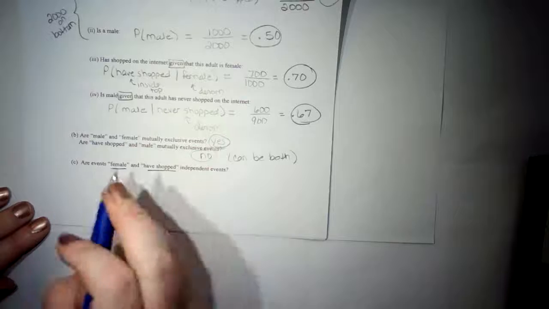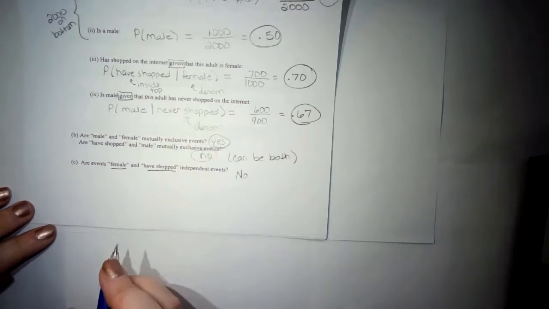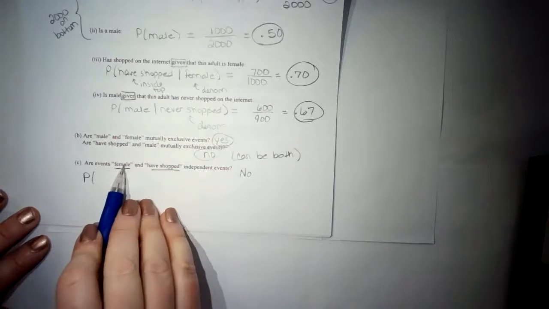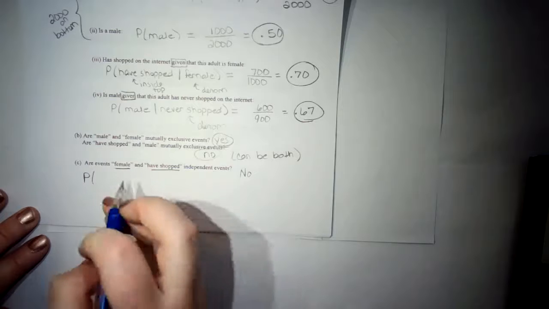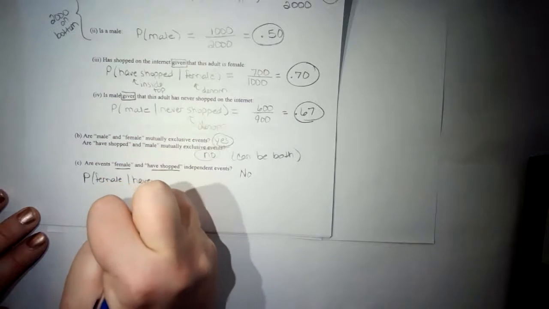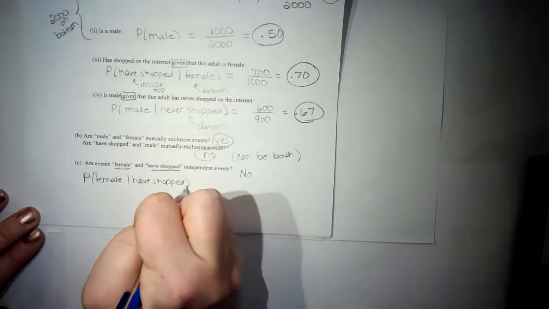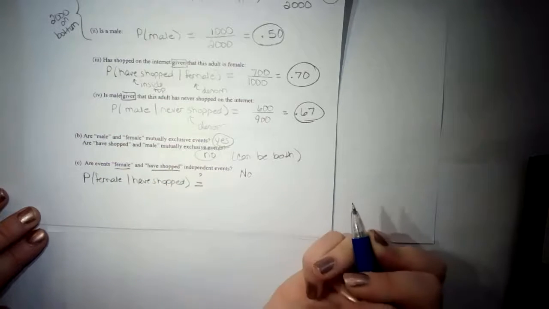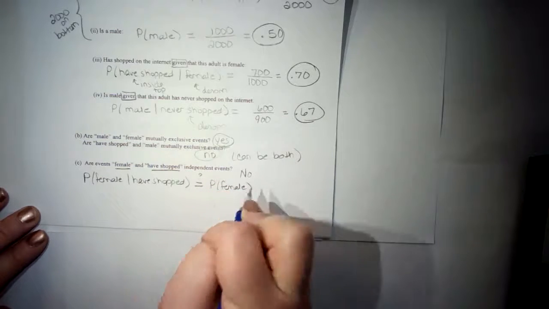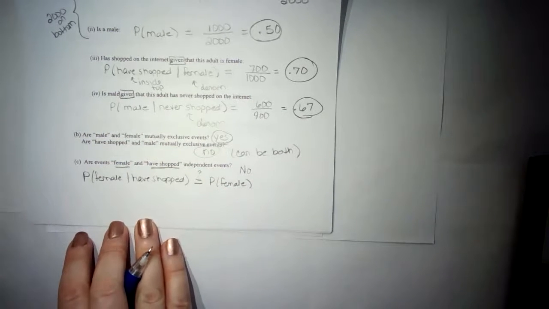Now we want to know, what about the events female and have shopped? Are they independent? Well, I already told you, chances are your answer's no, right? But let's look at why that is. In order to know if they're independent, we're going to take the probability of the events you see in order. So female, given they have shopped, and see, is that equal to the probability of the first event? The probability that the person's female. That's how you find out if they're independent. And then each side would need to be equal.